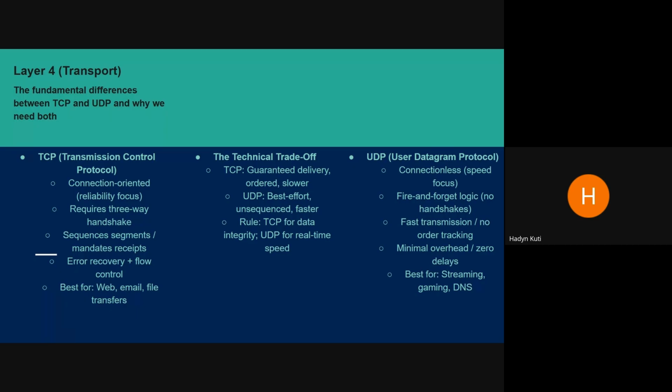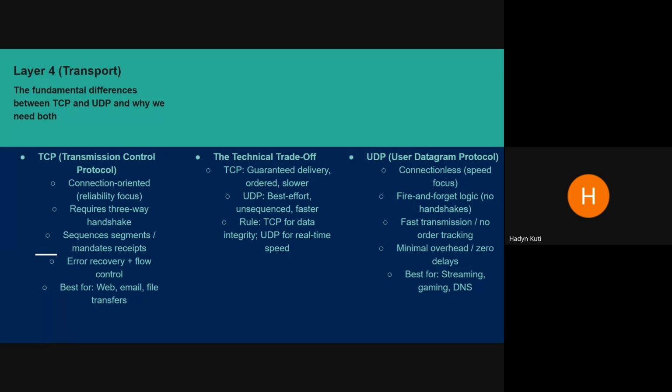This is critical for live streaming, online gaming, and DNS requests. In a live video call like this or a multiplayer game, a dropped packet is old news instantly. You don't want the connection to freeze while trying to recover a frame from 2 seconds ago. You just want the current frame right now.